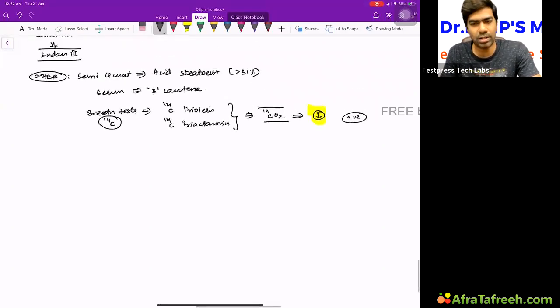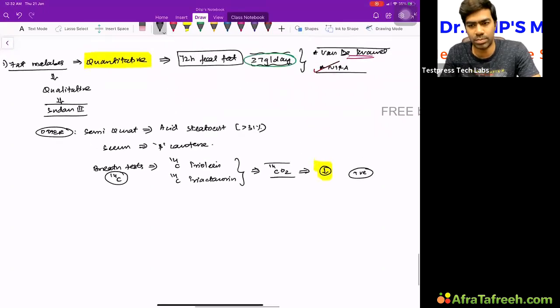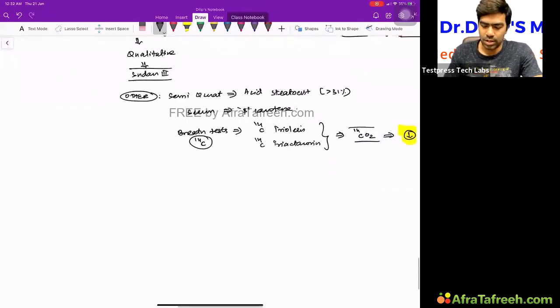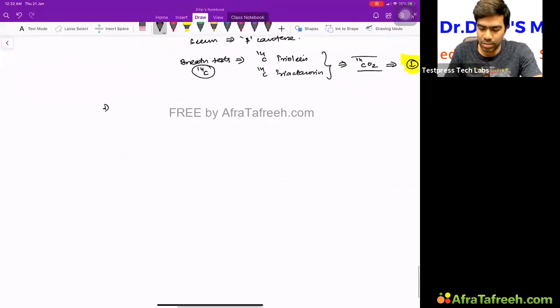This is a breath test, but it's very, very uncommonly used, performed only in expert centers. Right now, the only thing that we commonly do in practice is the 72-hour fecal fat, where more than 7 grams per day elimination of fecal fat is considered positive for fat malabsorption. And then we have carbohydrate malabsorption.